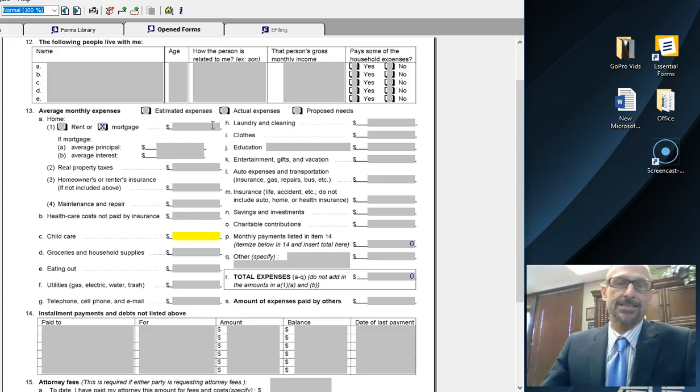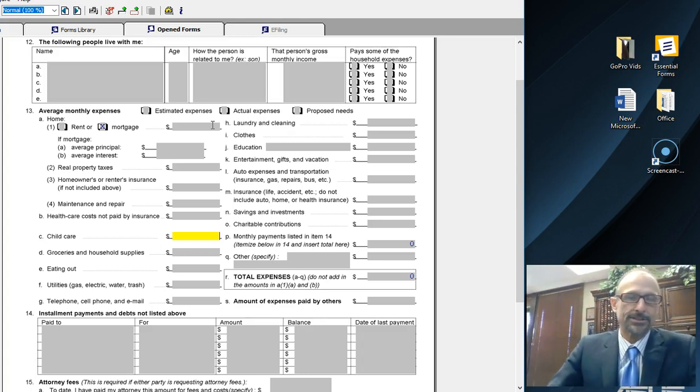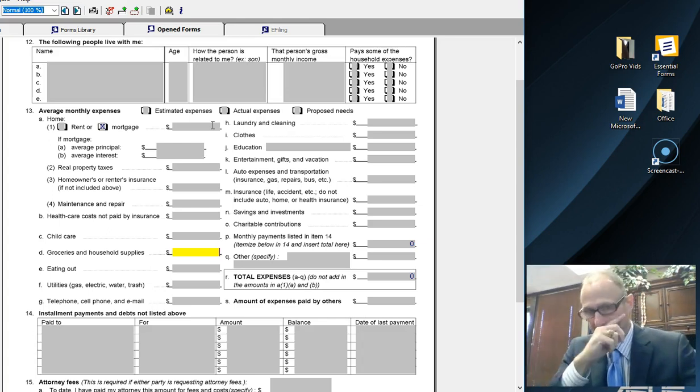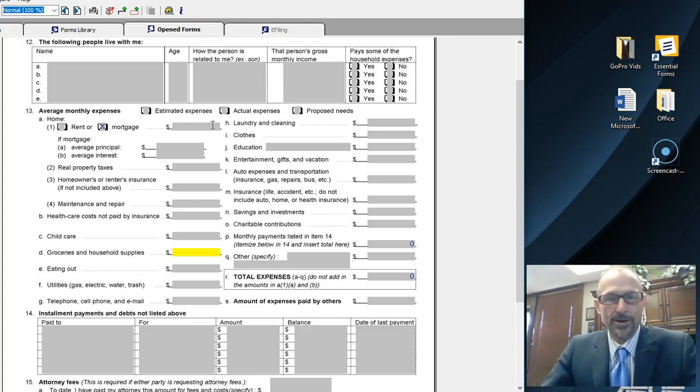Child care costs. This is monthly child care costs. If it's different each month or if it's different between summer and school, put the average in there. Groceries and household supplies. So I mentioned this earlier. You're going to put that number in there. That includes soaps and shampoo, that kind of thing.